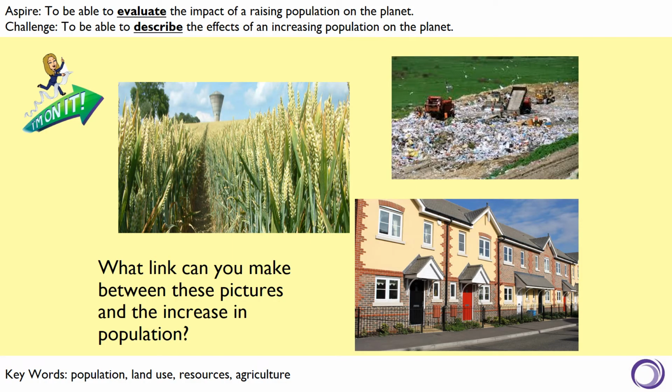Now there's three images on the screen at the moment, and what I'd like you to think about is how would the rising population link to these three images? So what impact is that going to have on these images?